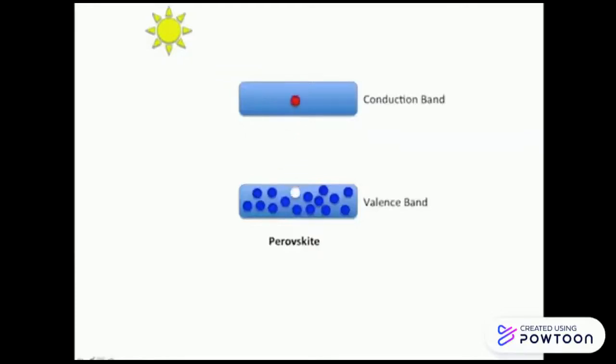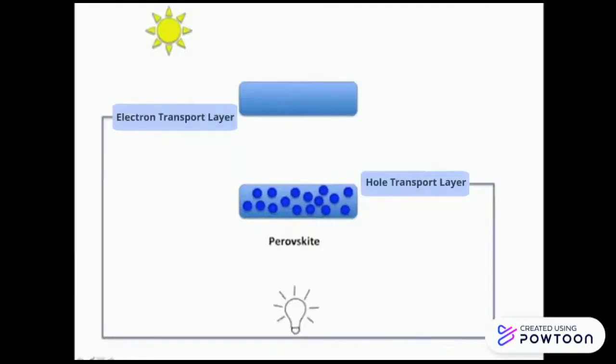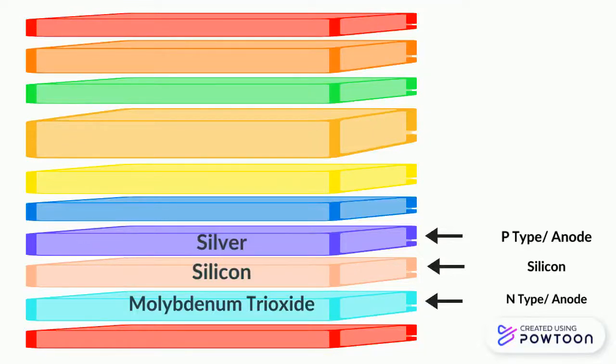Similarly, when light is shone on perovskite, the electron in the valence band gets excited and moves to the conduction band, leaving back a hole. The electron is transported with the help of an electron transport layer to the load, and the hole to the hole transport layer after.